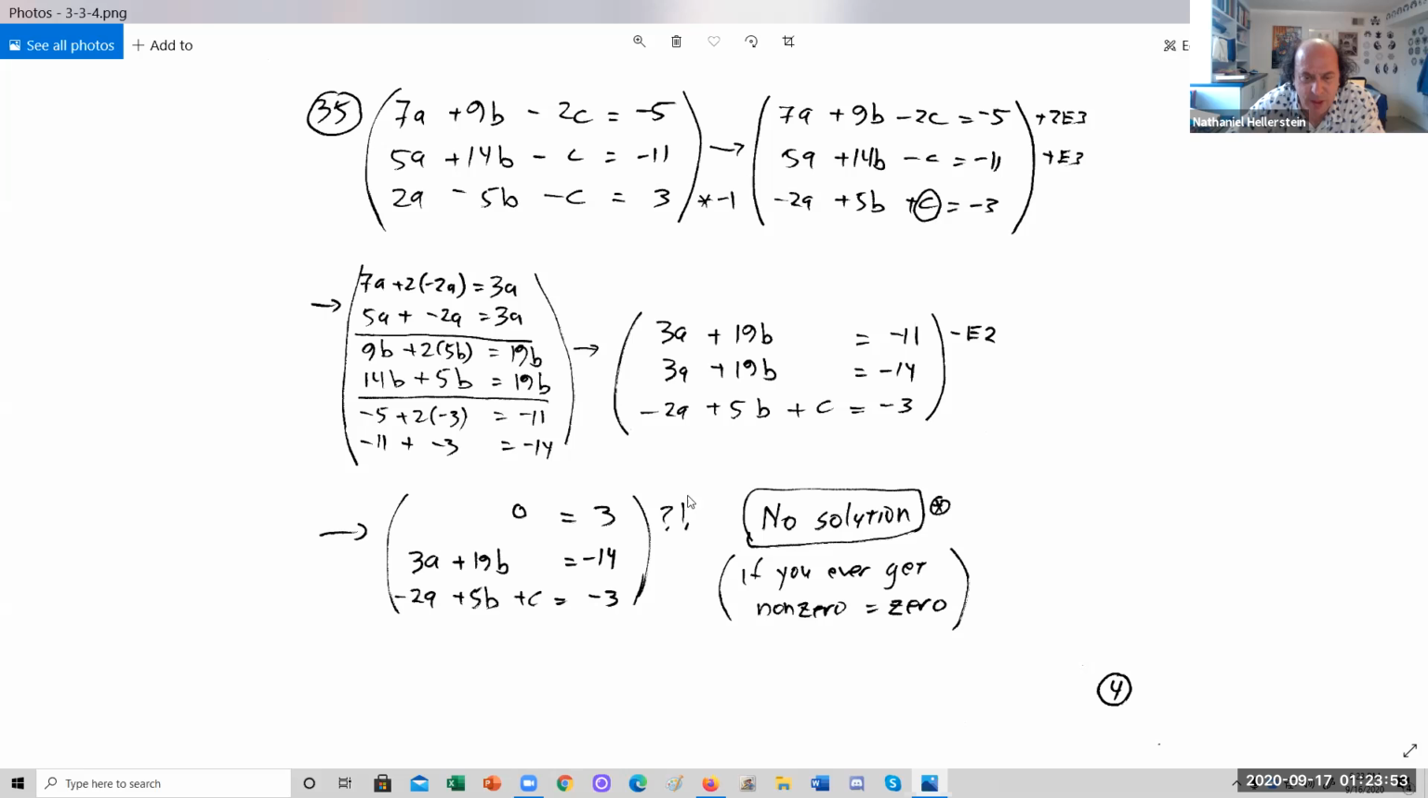What in the world? Okay, that's absurd, but that means the original system was absurd. This can't happen, and therefore this original system has no solution. That's in general the case: there's no solution if after all the row operations you get nonzero equals 0. These 3x3 systems are basically planes in space, and maybe the planes are parallel to each other, or maybe they form a cylinder, or one way or the other they don't ever work out.